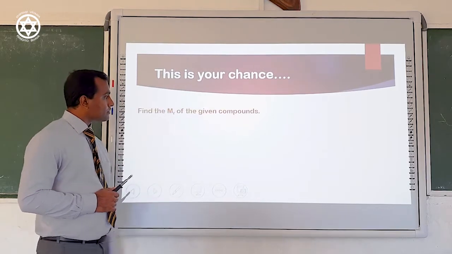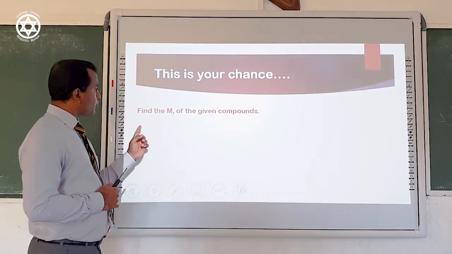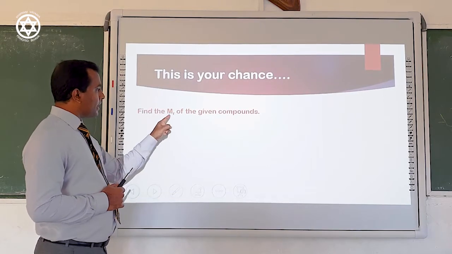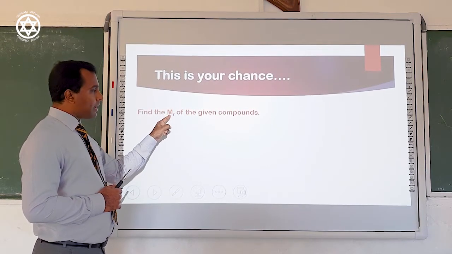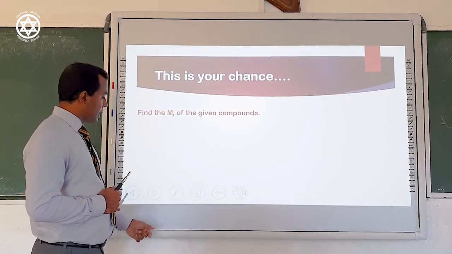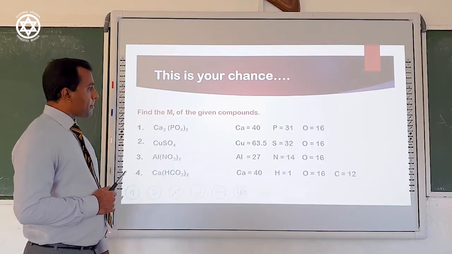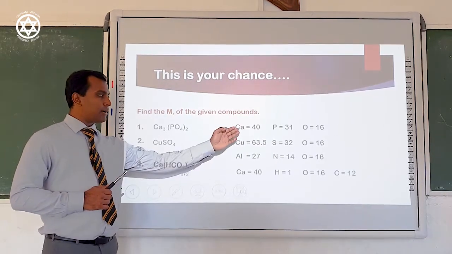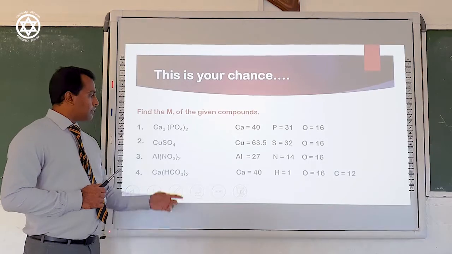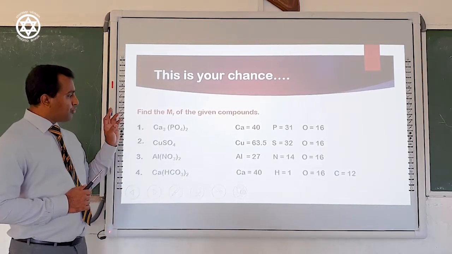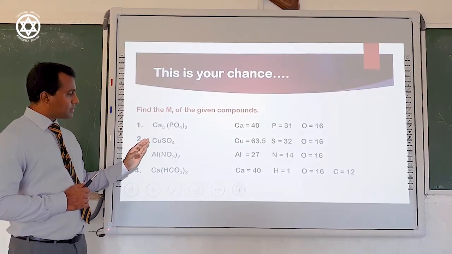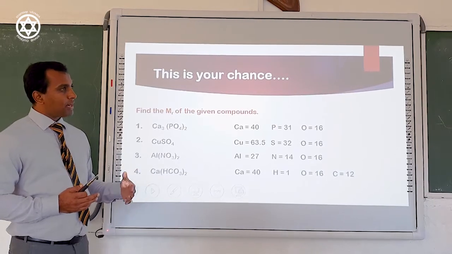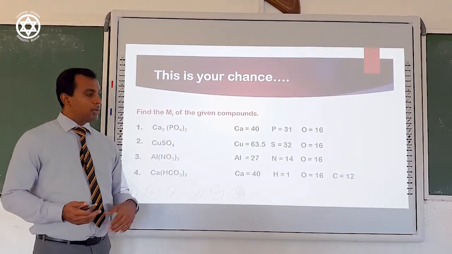Let's see. You have to calculate the relative molecular mass. Mr means not atomic mass, but relative molecular mass of the given compounds. They are compounds. You are given the relative atomic mass of each. Then you will find the relative molecular mass.